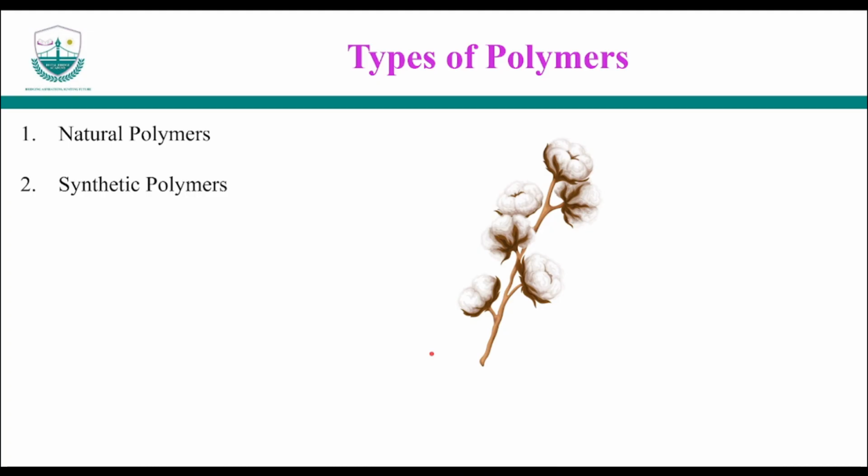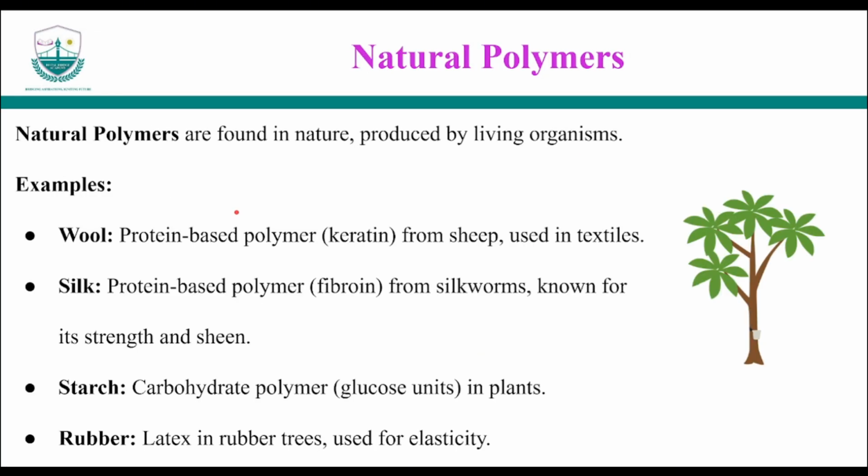So we have natural and synthetic polymers. This is cotton here, and I believe you should know that that is a natural polymer. And then synthetic polymers. Natural polymers are obtained from nature, and therefore they are basically produced by living organisms. This is a rubber tree, and from the rubber tree we can get latex, and it is that latex that gives us the rubber. So rubber is a natural polymer.